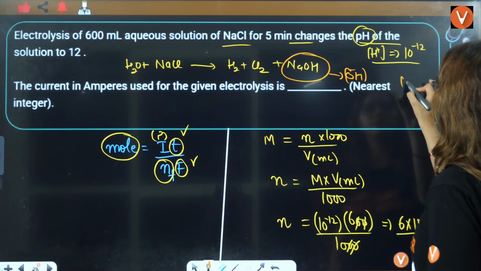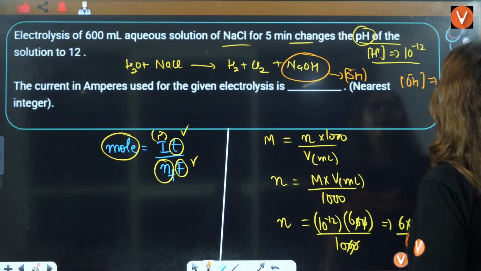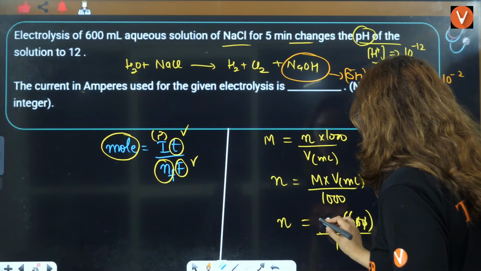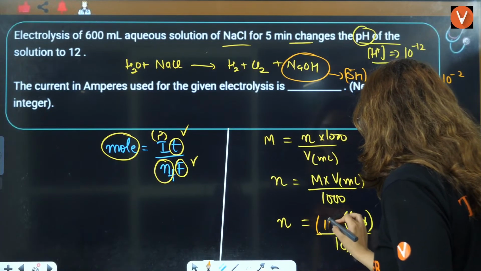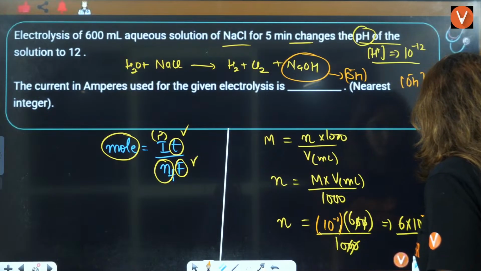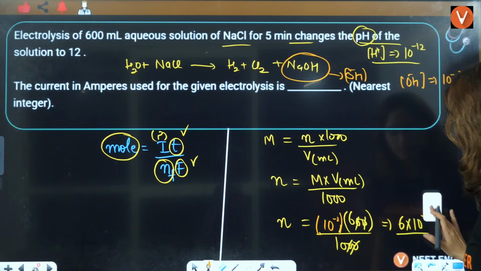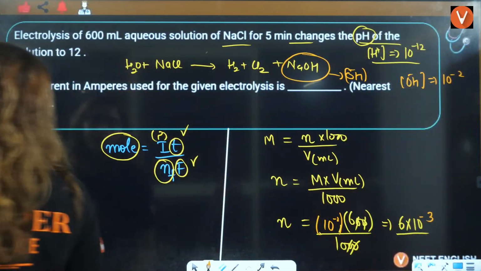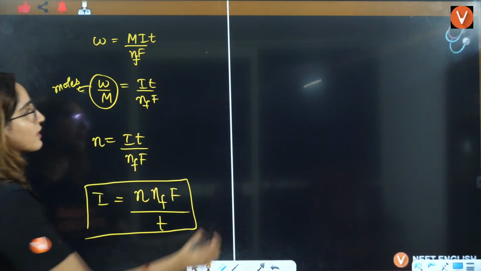If H positive is this, then OH negative will be 10 raised to power minus 2. So here you should put 10 raised to power minus 2. This should be 10 raised to power minus 3. Okay. This is a very, very important question, guys. Now everything is the same.